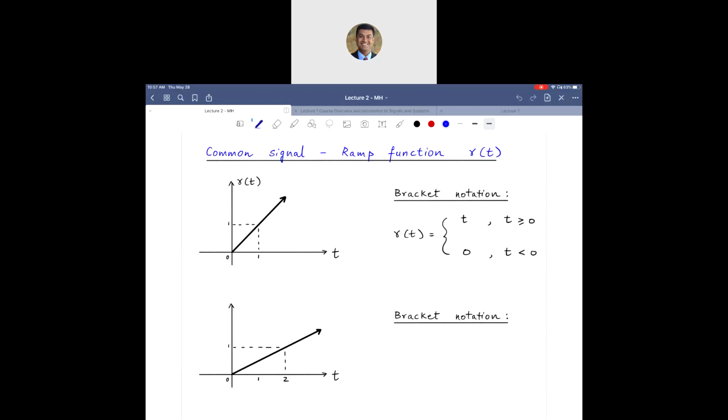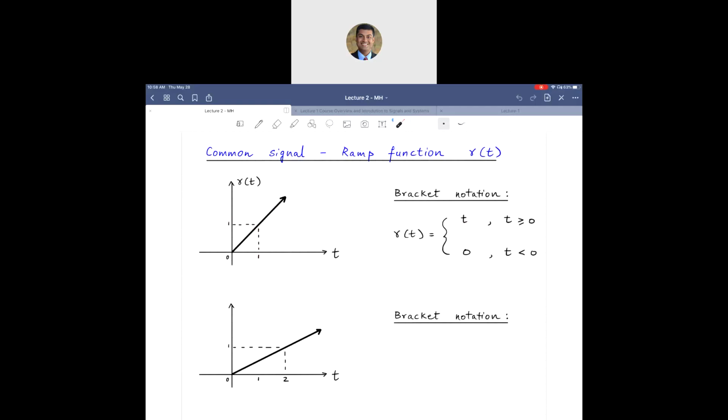We will add to that list today by looking at the ramp function, denoted as r of t. All it does is it is going to be 0 for time that is less than 0, indicated by the bracket notation over here. And r of t will be t for time that is greater than or equal to 0. So simply something that goes up as time increases with a slope of 1. So at 1 it is 1, at 2 it is 2, and so on. So that's your common signal r of t.